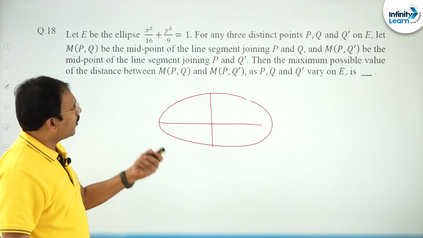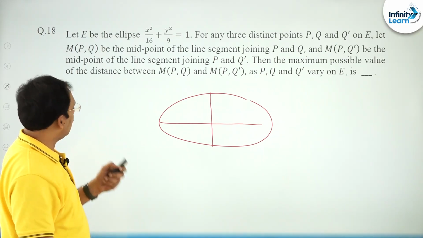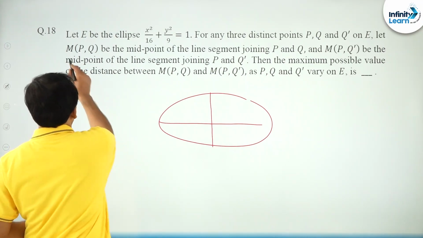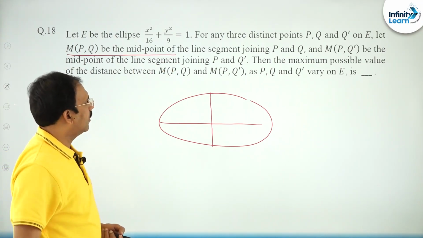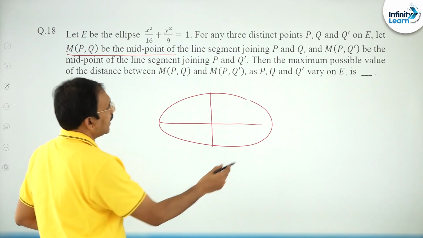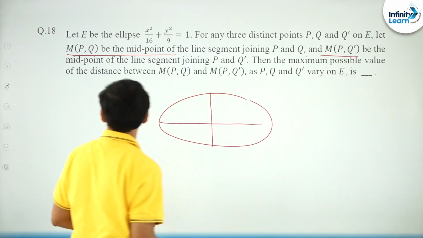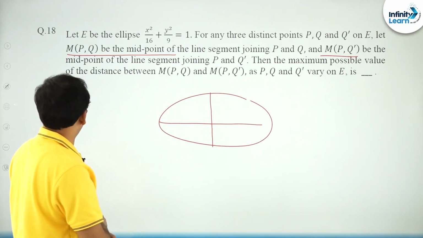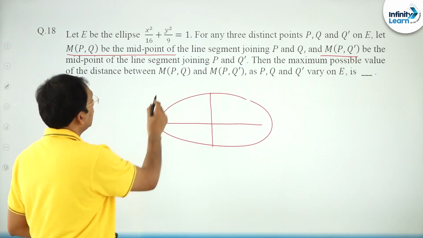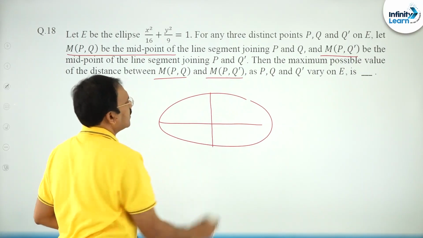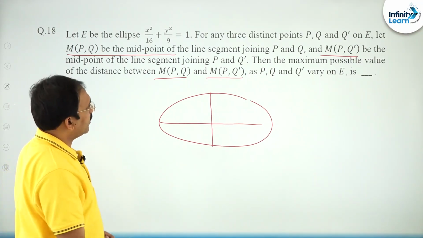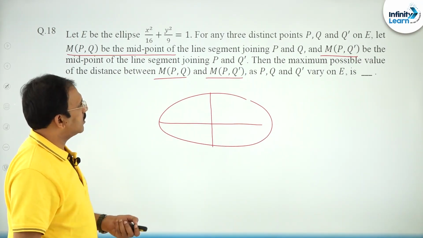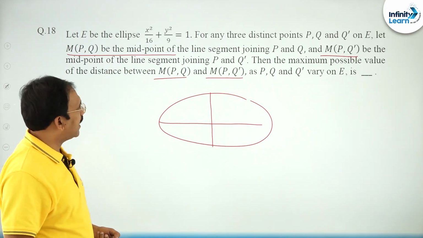For any 3 points P, Q, Q dash on E, let M be the midpoint of PQ and M dash the midpoint of PQ dash. Now the maximum possible value of the distance between M and M dash is... you see, friends, you have every chance to choose PQ dash somewhere.